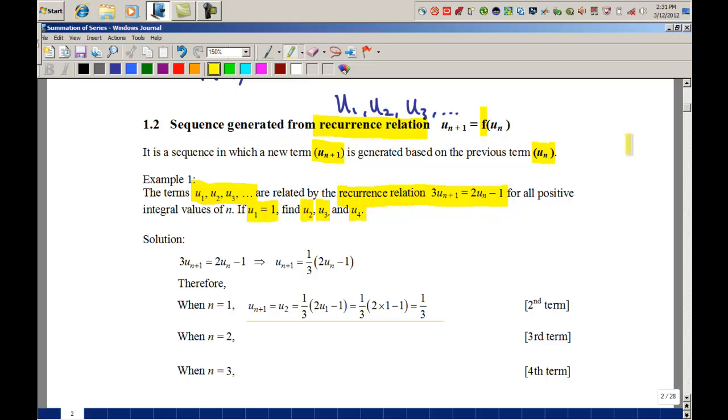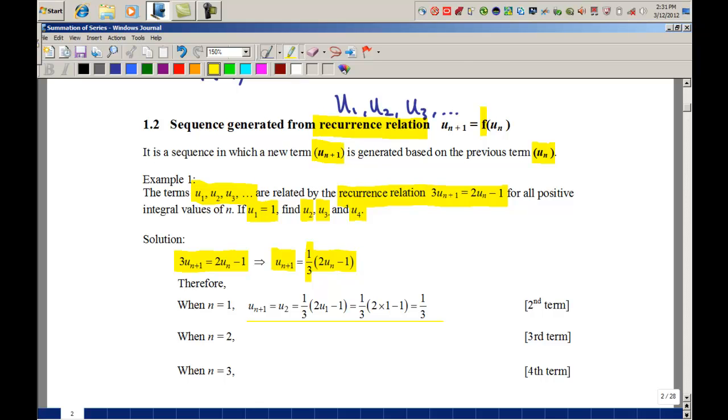Now this is actually pretty easy. All you need to do is to take a look at the recurrence relation, which is this over here. Now I want to find the new term, which is u(n+1). So all I need to do is to make u(n+1) the subject. I can do that by bringing the 3 over to the other side to form 1/3. And I have a new relation.